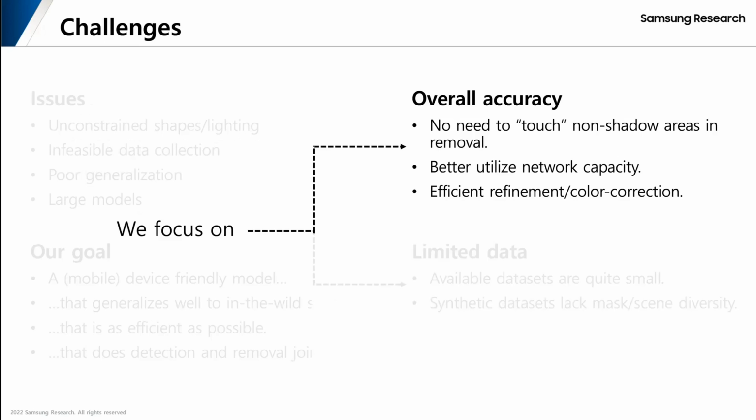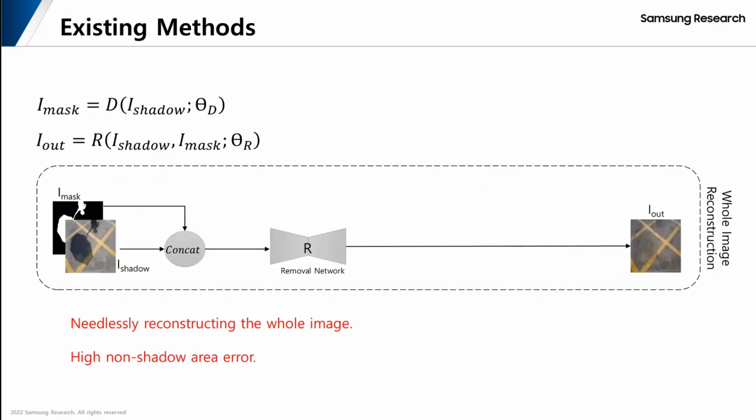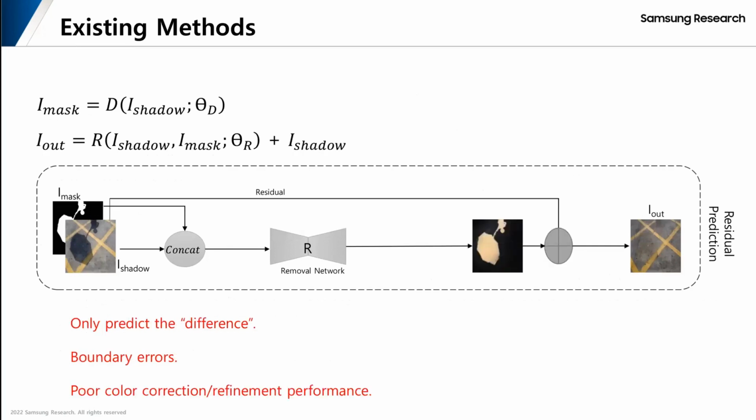First, we focus on the accuracy. Many existing methods simply reconstruct the whole image during removal, which includes the non-shadow area that should not change. This wastes network capacity and leads to high non-shadow area error. Residual prediction methods have a residual connection from the input to the output, therefore they only predict the difference. However, this leads to boundary errors and poor refinement performance in practice.